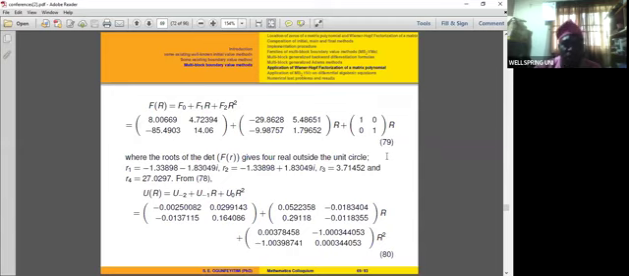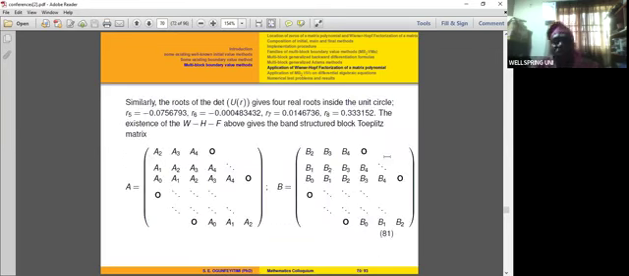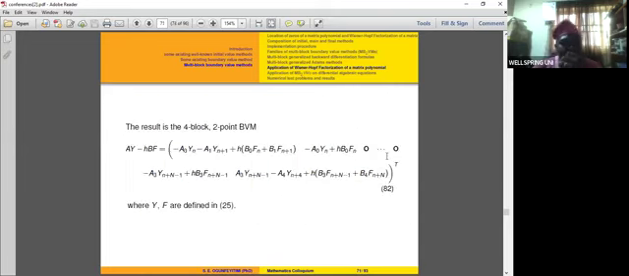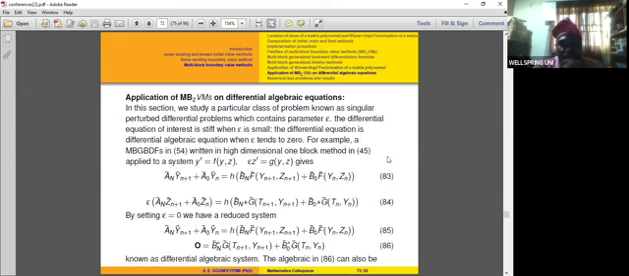U minus 2, U minus 1 to U naught. After finding the determinants, we observe that all the roots are inside the unit circle, which satisfy the condition for AK1, AK2 boundary condition. So the existence of this gives rise to the band structure block Toeplitz matrix, which is given in A and B, and the result of the 4-block 2-point method, which is given in 82, where the solution values and the function values are given in equation 25 above.